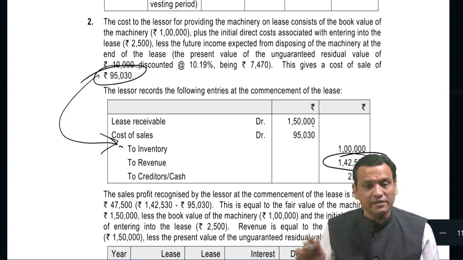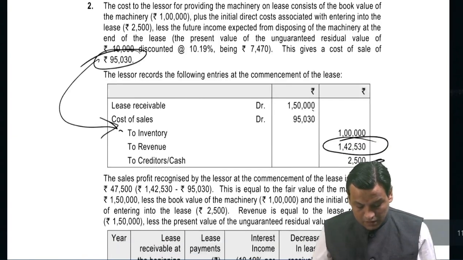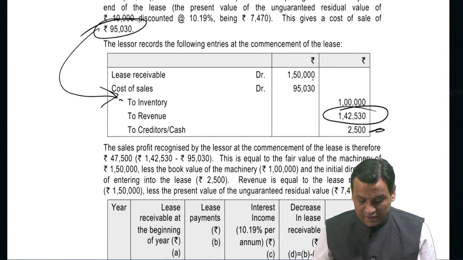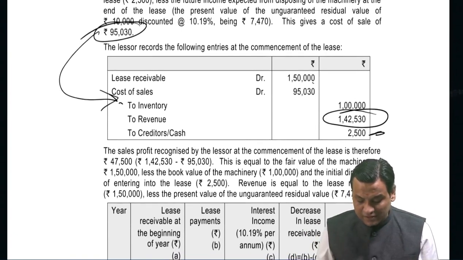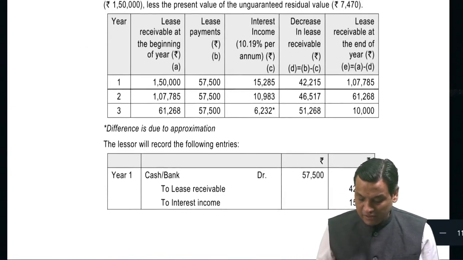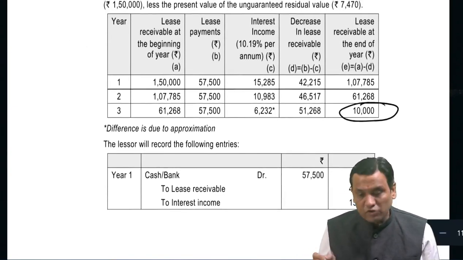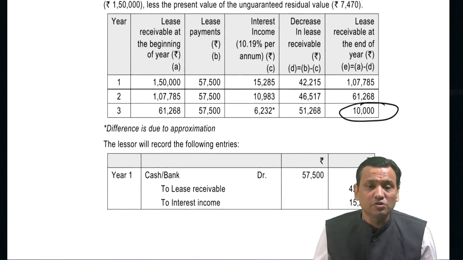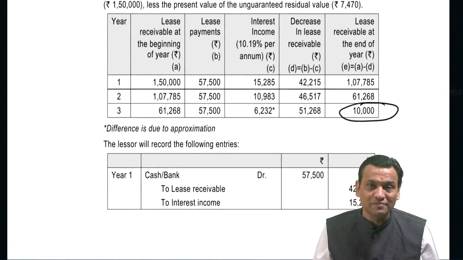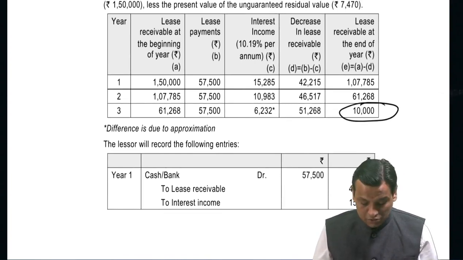This is my cost of sales. The sales profit will be 47,500, and the amount that I have to receive is nothing but the fair value of the machinery. Okay, then we have that amortization table. Of course, at the end we will be left with 10,000. Why will we be left with 10,000, friends? We will be left with 10,000 because the UGRV is 10,000. Expected residual value is 10,000.